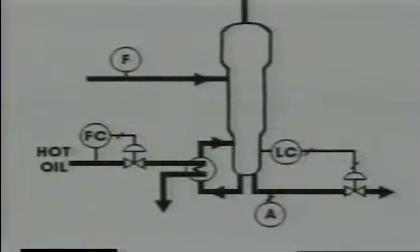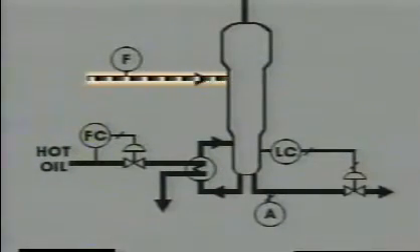Let's look at a section to see what we can learn about a process system from a simplified diagram. This balloon, designated F, is connected to the process line that enters the column. From this, you know that the flow of the process fluid is measured at some point before it enters the column.